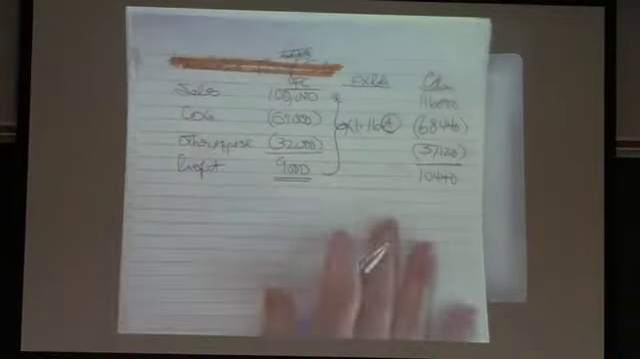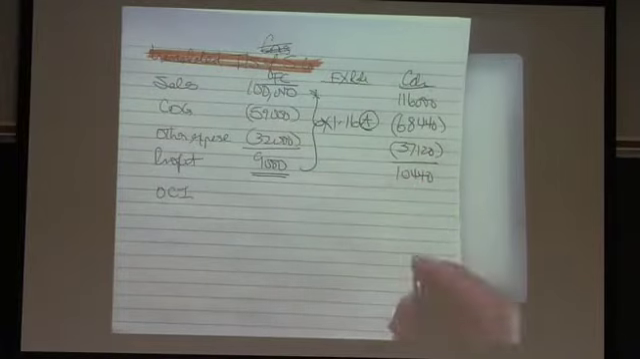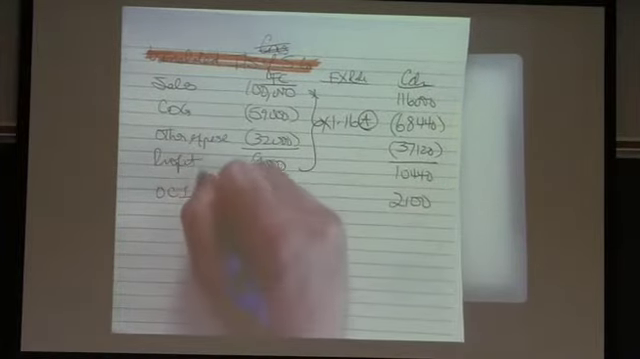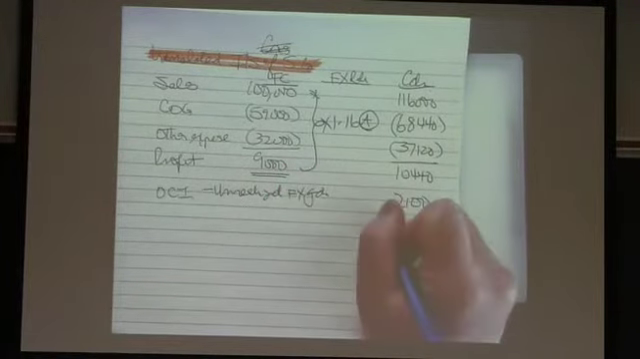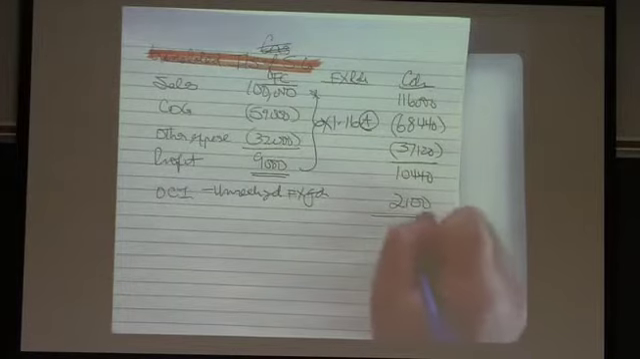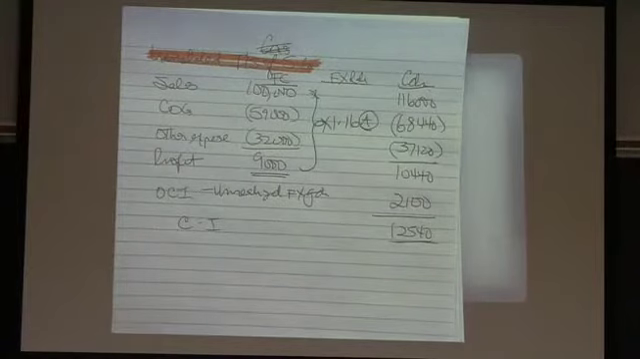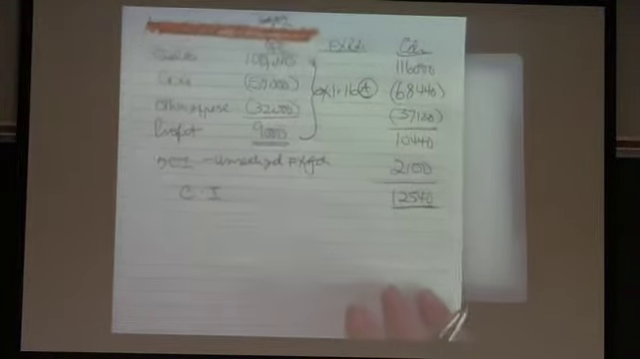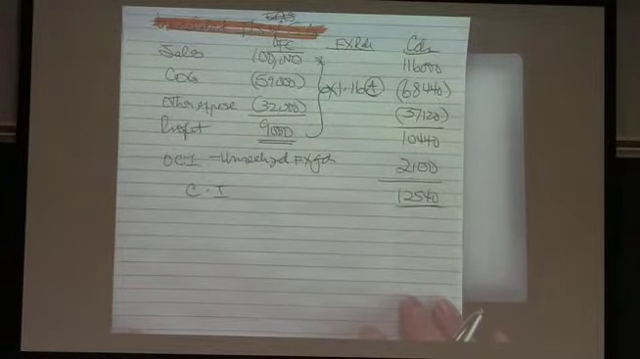Okay, now we're going to add OCI. And that OCI amount was the 2,100 unrealized FX gain, to give us 12,540, which is the comprehensive income. Okay? Now we're ready to prepare the consolidated income statement. So why don't we do that? Next page. Maybe that might be better.